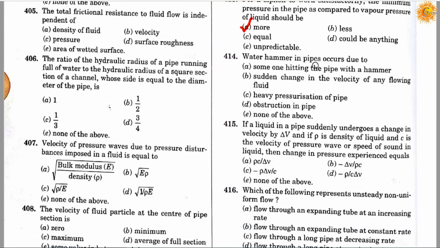Water hammer in pipes occurs due to: option A, someone hitting the pipe with a hammer; option B, sudden change in the velocity of any flowing fluid; option C, heavy pressurization of pipe; option D, obstruction in pipe; option E, none of the above.